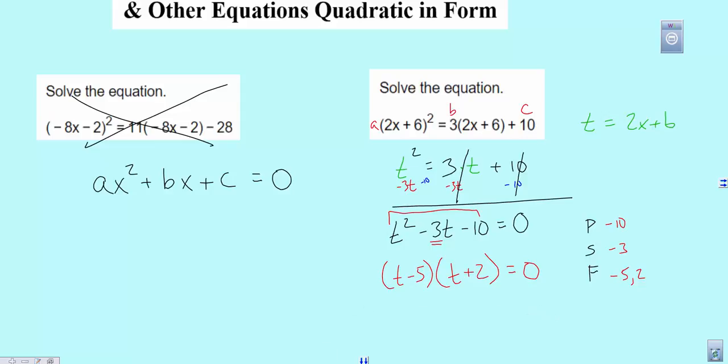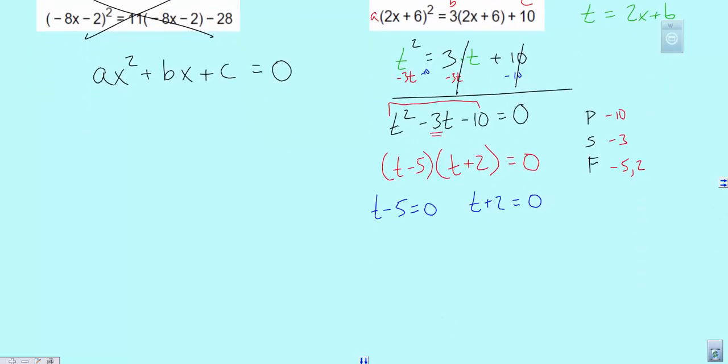We go back to our zero product property. The zero product property says that we can take each one of these factors and set them equal to 0. We solve each one of these. And we get, on this one, t is equal to positive 5. On this one, we get t is equal to negative 2. So that's all hunky-dory, but our problem is our answer is not in terms of t. It's in terms of x.